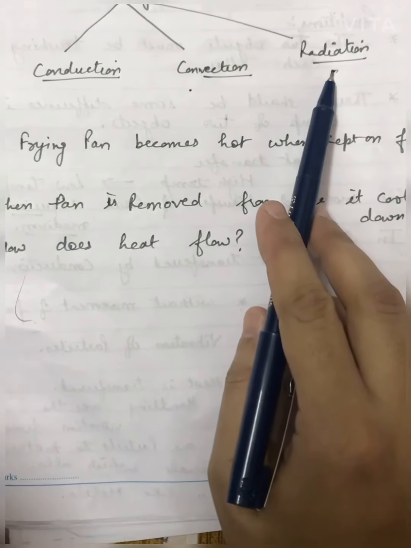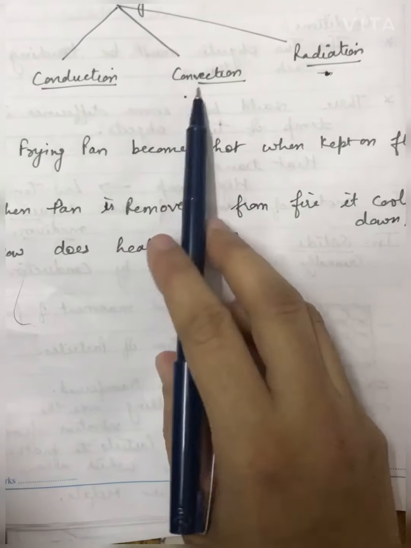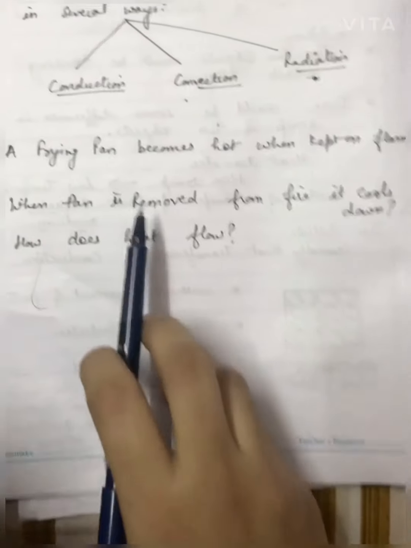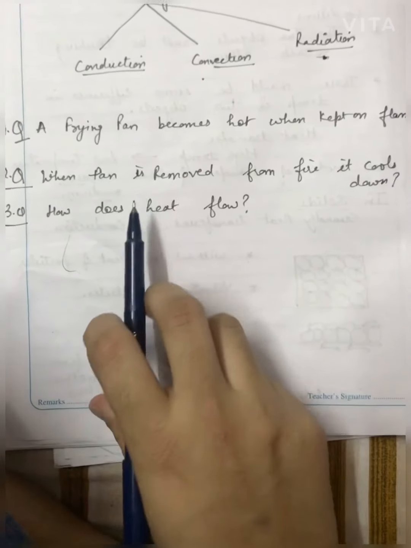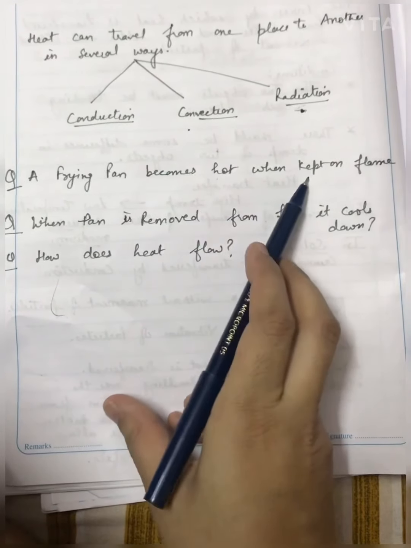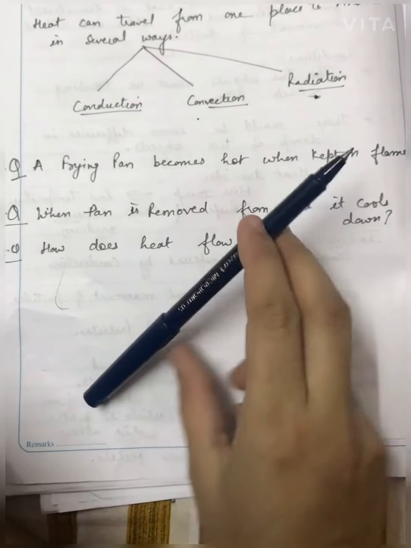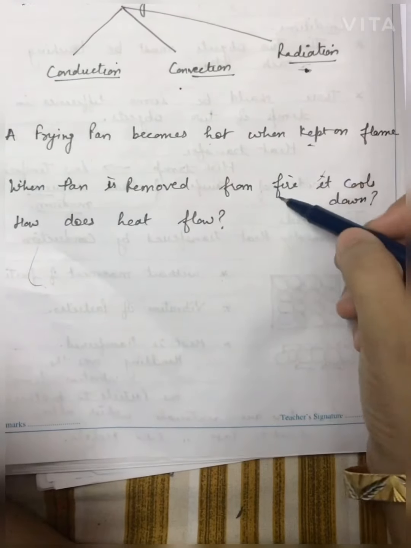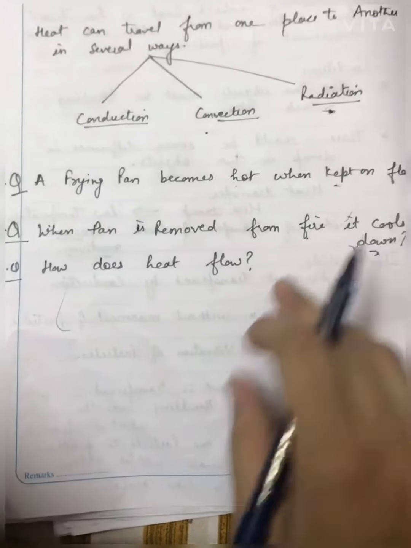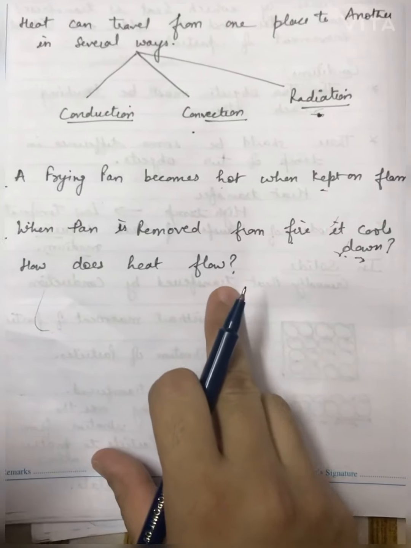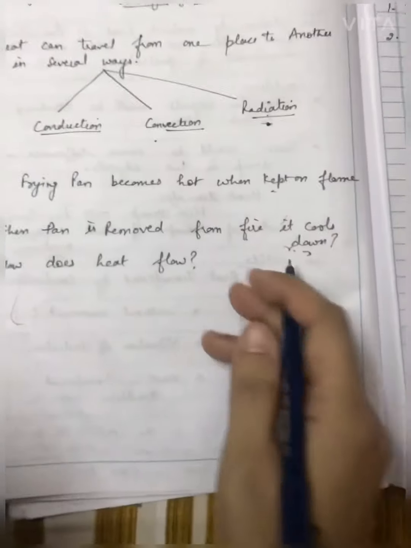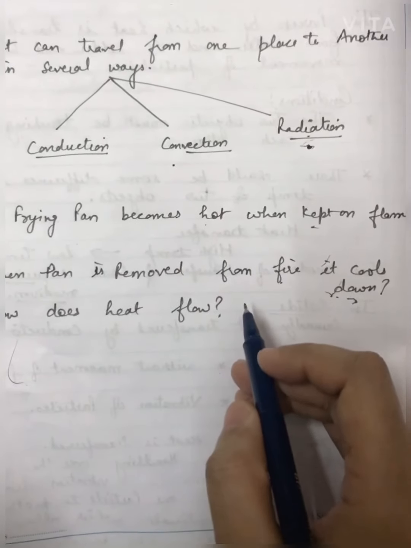And in the ongoing videos we will study these modes of transfer of heat. But before starting further, I want to ask you some questions. Just think about these questions. A frying pan becomes hot when it is kept on flame. Is it so? When a pan is removed from the fire, it cools down. And how does heat flow? Heat कैसे flow होती है? So by discussing these three topics, we are able to give the answer to these very easy questions.